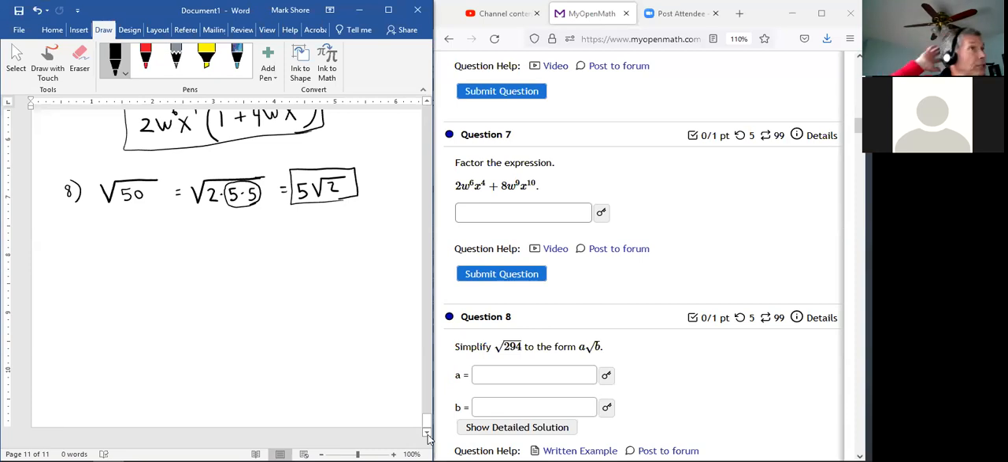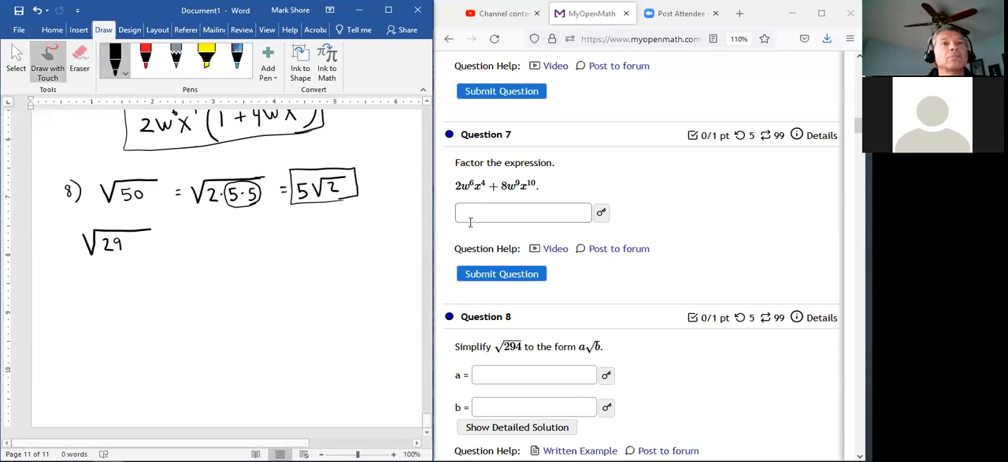You don't use a calculator, you use this method that I'm showing you right here. So let's try the problem that's listed there, which is the square root of 294. The hardest thing, and this is why it's probably on the Praxis, is that you have to break things down to the primes.